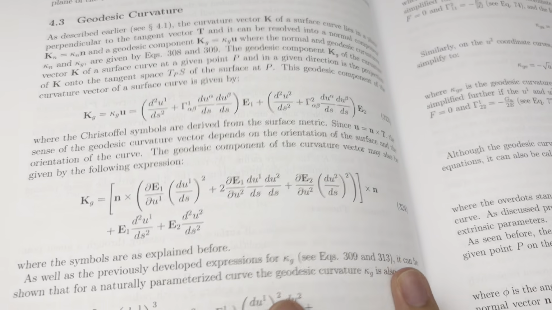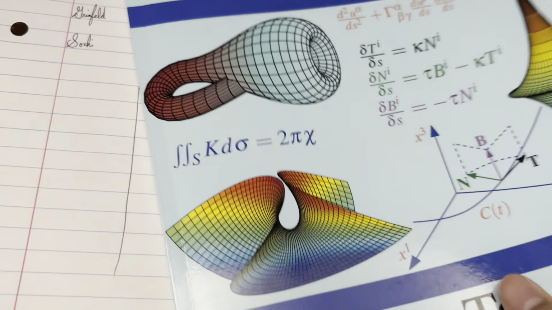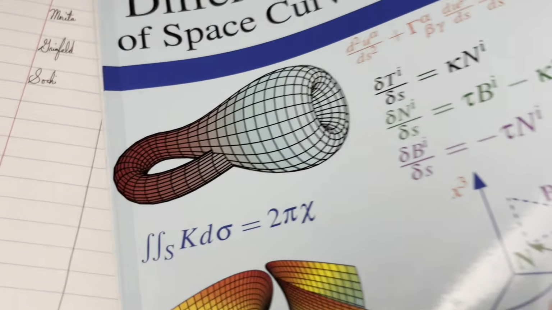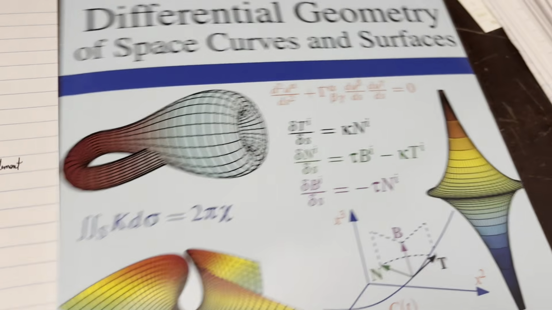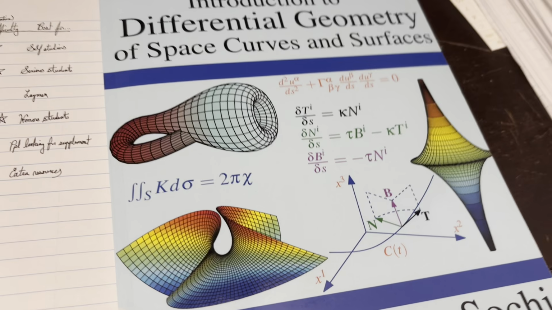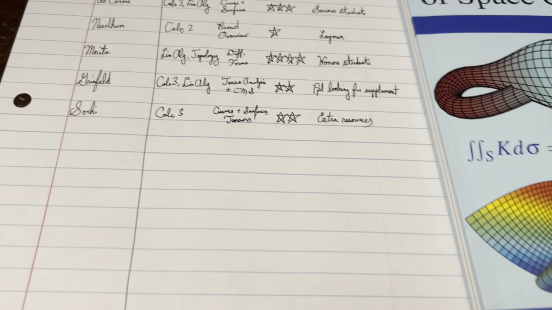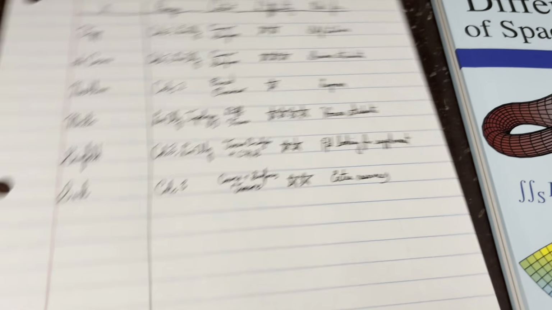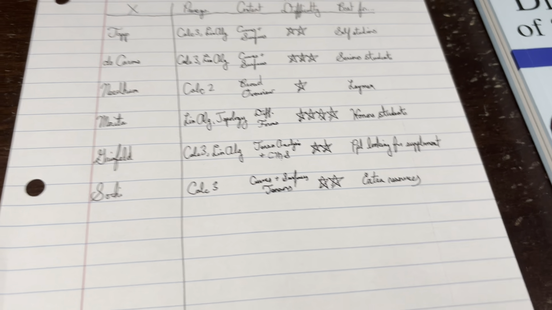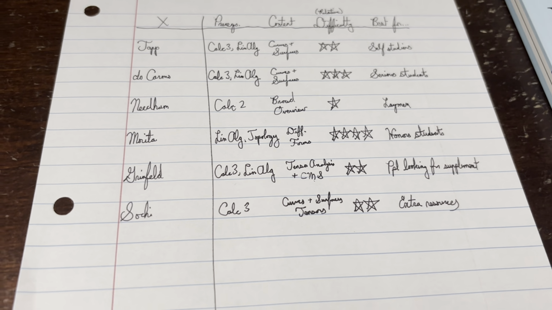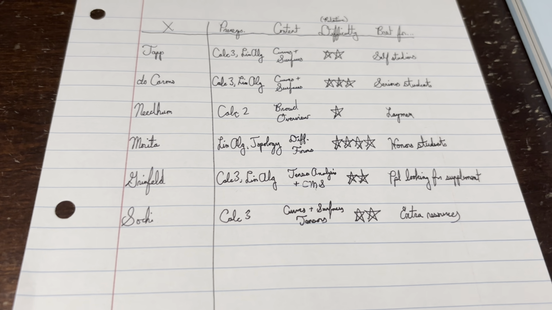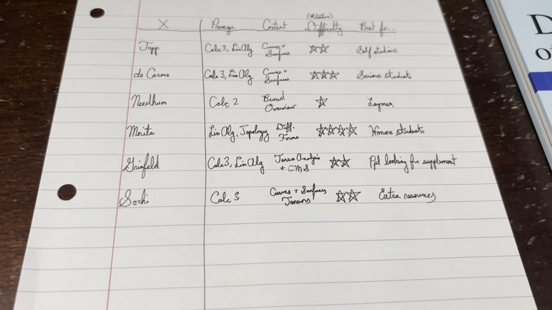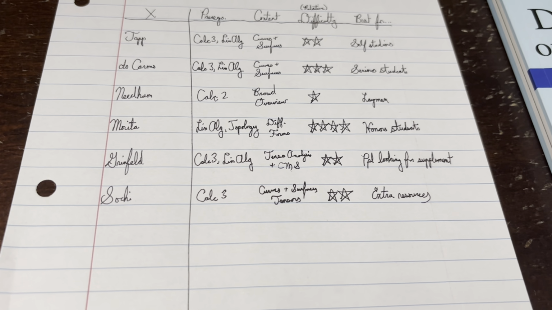To be honest, I don't know how I feel about the more calculation-based approach that Sochi uses versus the more abstract approach that Carmo and Tapp use. I'd have to do a little bit more thinking about that, a little bit more reflection. But anyways, that's it. Those are the 6 books I have on introductory differential geometry.